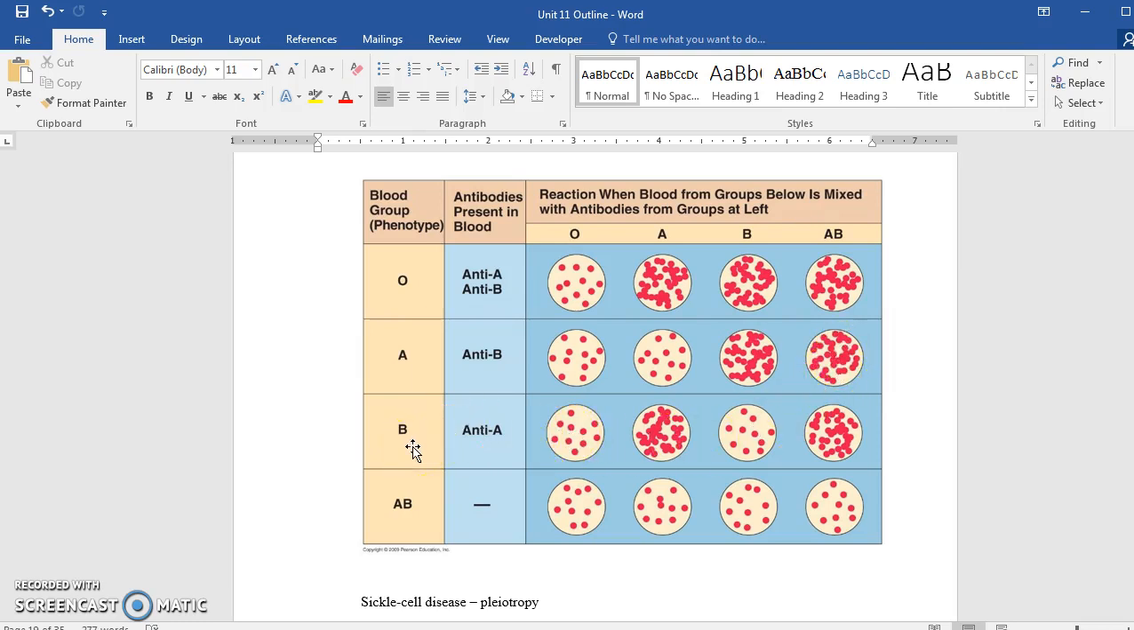The B blood type group is less common, and it has anti-A antibodies, so the B type blood people can receive O type blood and B, but not A or AB. Then the ABs can only give to ABs. They do not have antibodies against A or B or O, and they can take blood from anybody, from O type, A type, B type, or AB type.